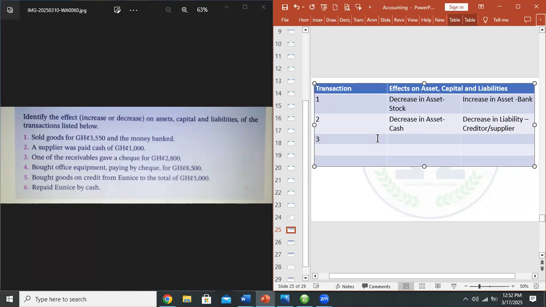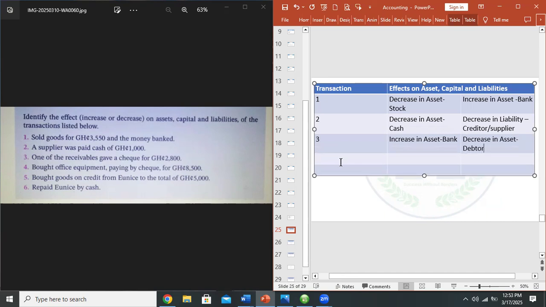What it means is that a debtor gave the business a check, so the business is receiving money from a debtor. If the business is receiving money, definitely there will be an increase in assets, but this asset will be bank, because we had a check. Please don't ever state check, it's bank. And this money came from a debtor, someone who was owing us, so there is also going to be a decrease in that debtor's balance, and that debtor is an asset. So a decrease in asset debtor. That's for the third transaction.